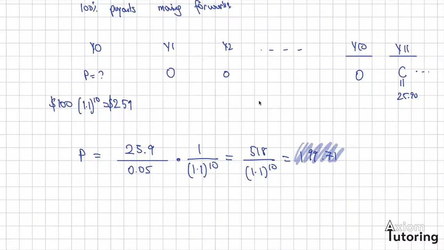Oh, I made a mistake here. Can you see my mistake? We are discounting not at 10%. We are discounting at 5%. So this is 0.5 and this is 0.5.